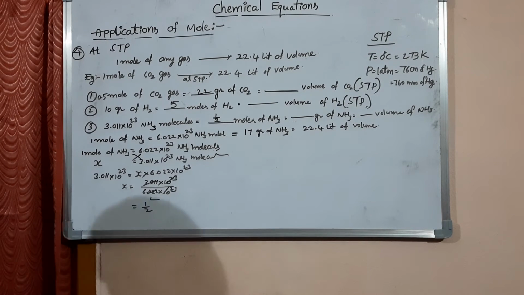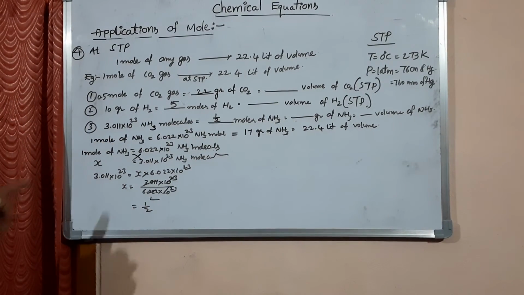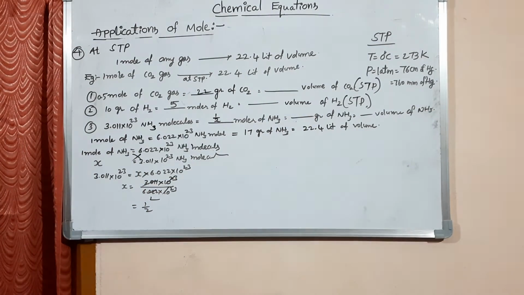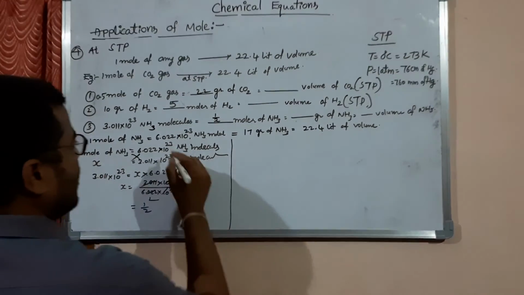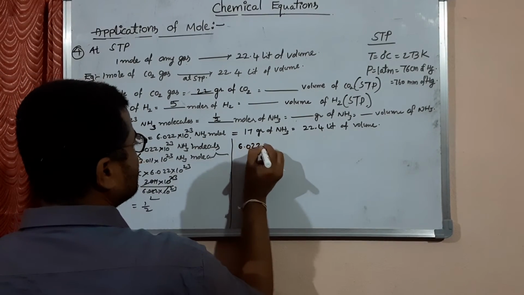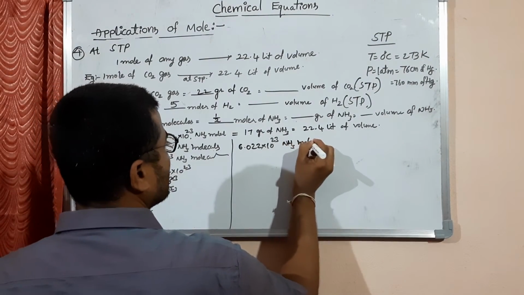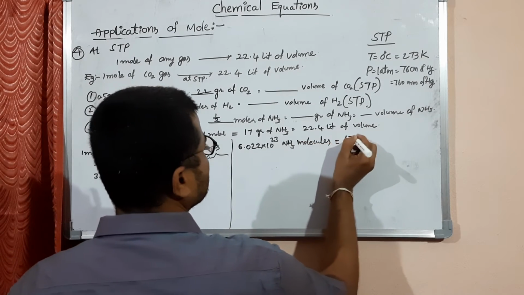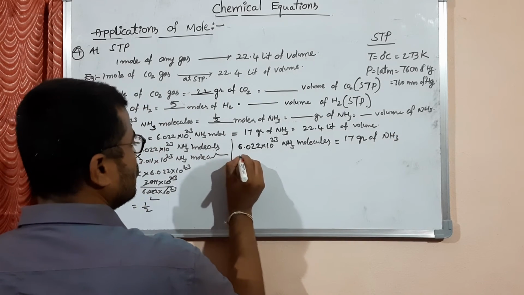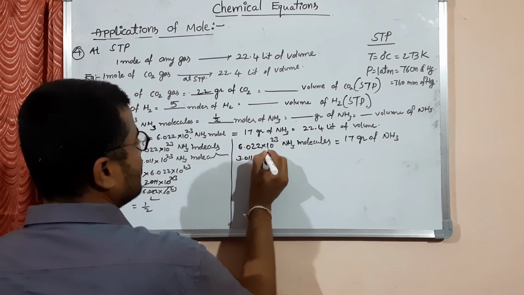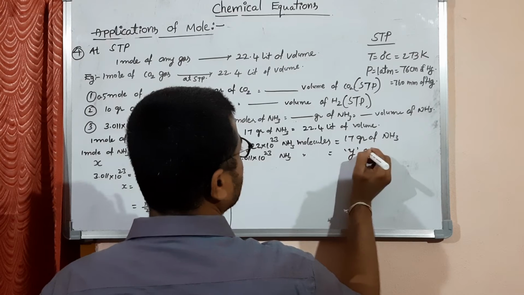Next, the relation between molecules and grams. See here, molecules here, grams here. I am taking this one. According to basic data, 6.022 into 10 to the power of 23 ammonia molecules is equal to 17 grams of ammonia. Now 3.011 into 10 to the power of 23 ammonia molecules is equal to y grams of ammonia.